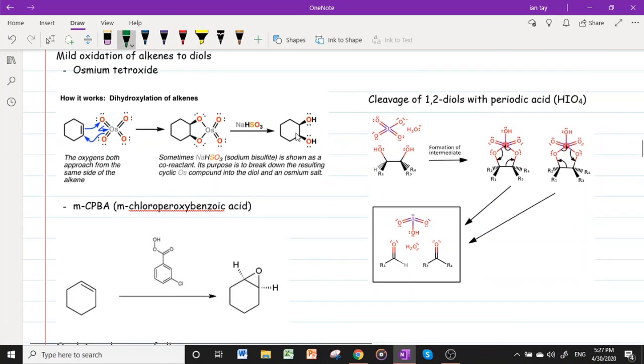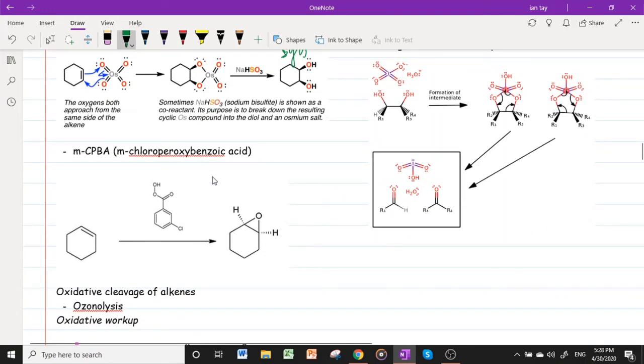The first method is osmium tetroxide, and so this gives a syn product. And the second method is through m-chloroperoxybenzoic acid, right? It's m because the chloro is not on the ortho position, not on the para position, but on the meta position. So meta-chloroperoxybenzoic acid, because it's a peroxy acid. Peroxy acids are normally highly reactive.